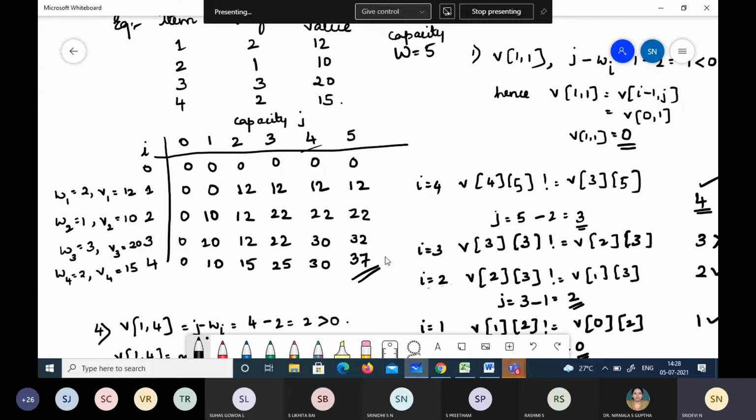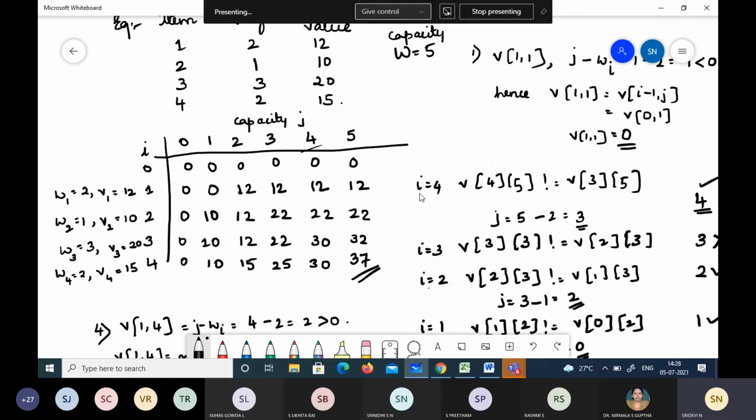We will just compare the last cell with the last but one cell. If there is a change in the value, then we say that this object is selected, isn't it? That is what we do. And once we say that object 4 is selected, we take its weight and subtract it from the main capacity. 5 minus 2, 3, right?